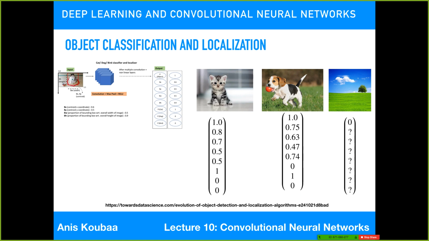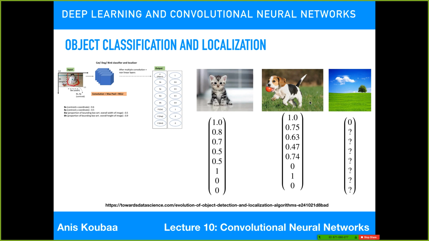Okay, so let's look at this example now. If we want to apply this concept on different images, for example, if now I provide an image like this, here the output will be 1 because there is an object. Let's assume that we have the classes cat, dog, and bird. So the probability is going to be 1. 0.8 and 0.7 will be the center of the bounding box, and 0.5 and 0.5 will be the width and the height of the bounding box. And then the probability that it is a cat is equal to 1, the probability that it is a dog is 0, and the probability that it is a bird is 0.